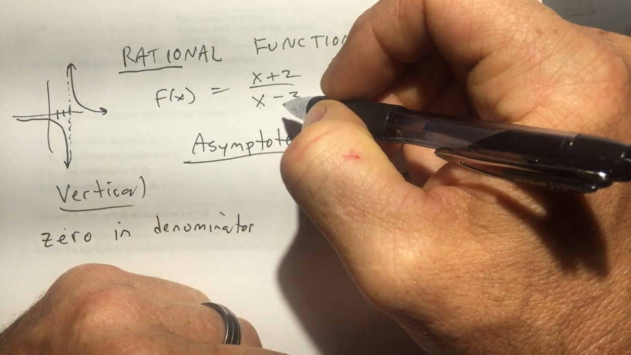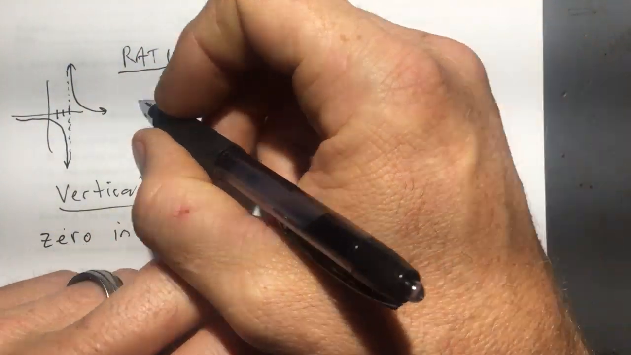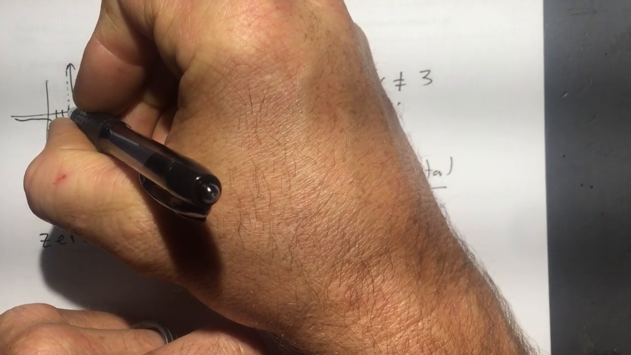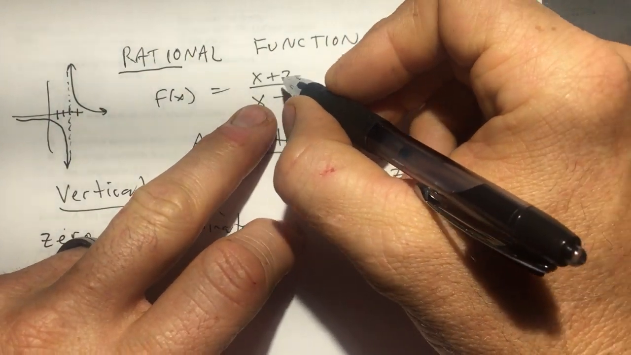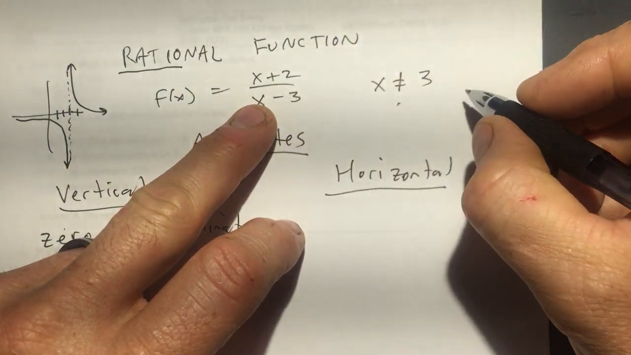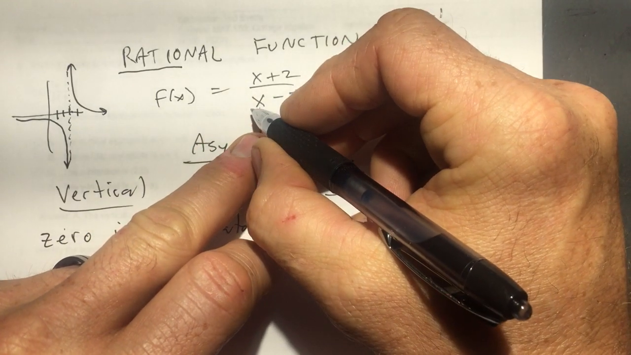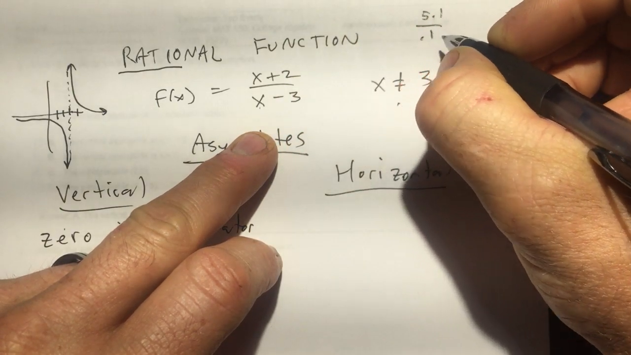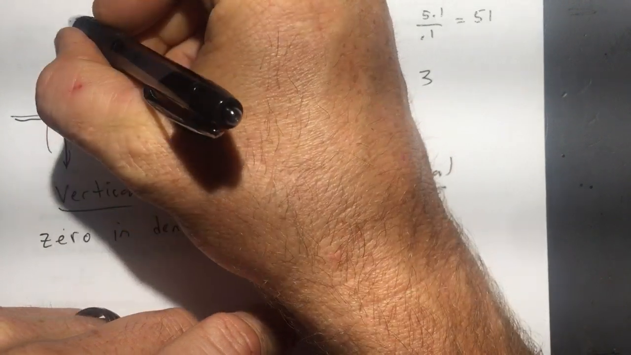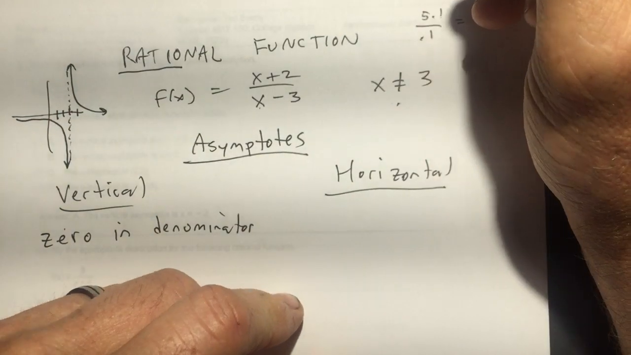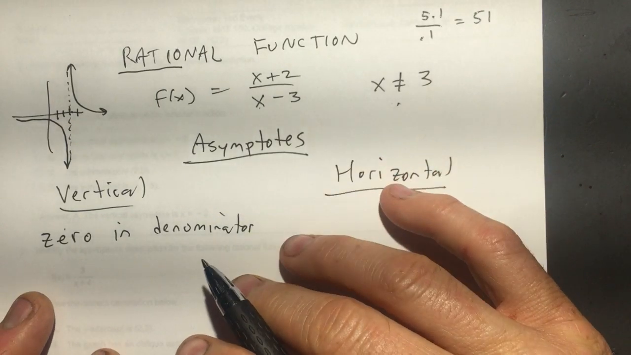You could pick values that are real close to 3, and you can see what happens with this division. Like if I did 3.1, real close to 3. So if I do 3.1 plus 2, I get 5.1. I'm just going to write it up here, 5.1. If I do 3.1 minus 3, I get 0.1. And if I divide this, I get 51. And so at 3.1, it's way up here at 51. And see, that's what happens. Now, so that's real simple on vertical asymptotes.